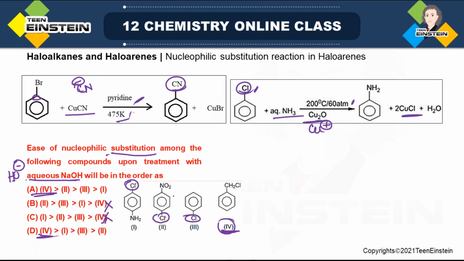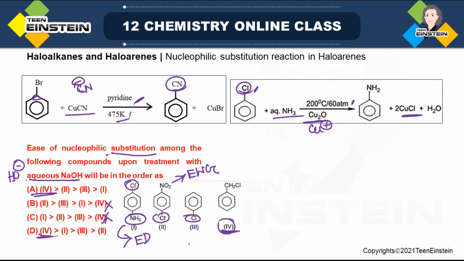In case of 2 there is an electron withdrawing substituent, which is nitro, and in case of 1 there is an electron donating substituent, which is NH2. And we know when we are considering aqueous NaOH, that means it is nucleophilic substitution. So obviously an electron withdrawing group, if present at para position or ortho position, will favor the reaction. So that is why after 4, the next molecule which will give a very good result is compound 2, because there is an electron withdrawing group. So after 4 it is 2.